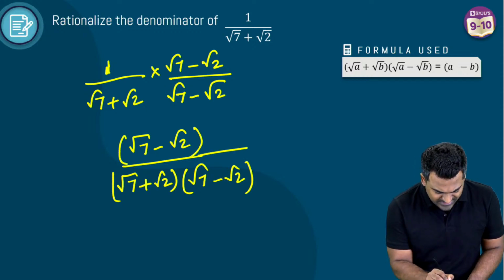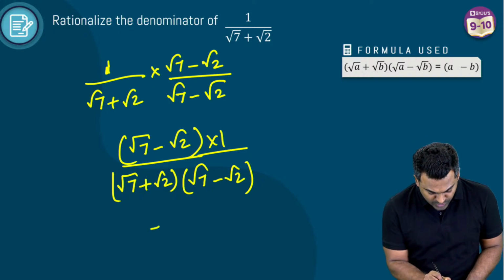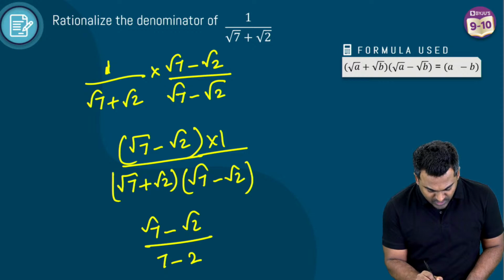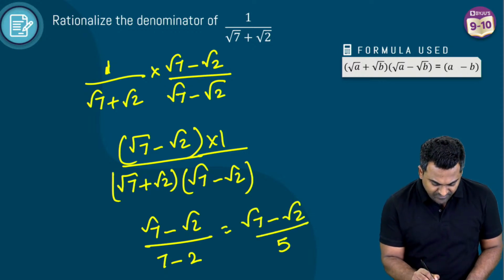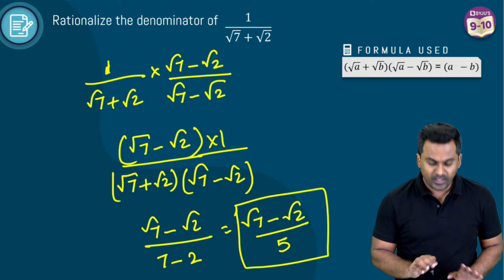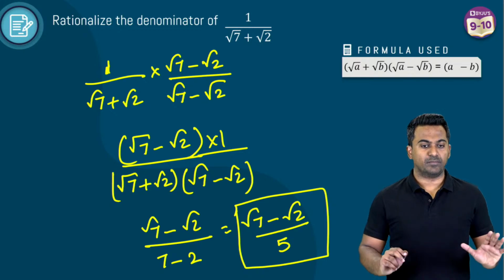The numerator is anyways this multiplied with 1. Doesn't matter. Anything multiplied with 1 is the number itself. So this is going to be root 7 minus root 2 divided by 7 minus 2. So this is root 7 minus root 2 divided by 5. Very simple, I'm sure. Root 7 minus root 2 divided by 5.